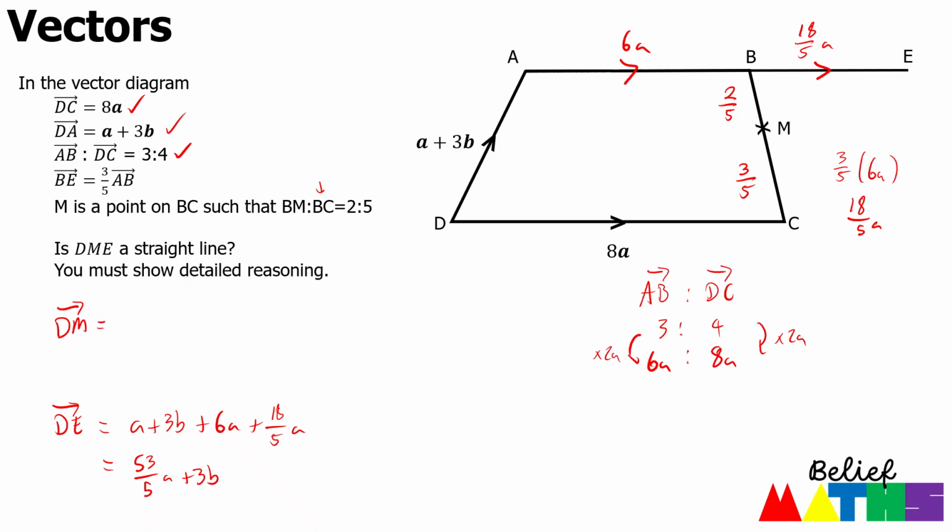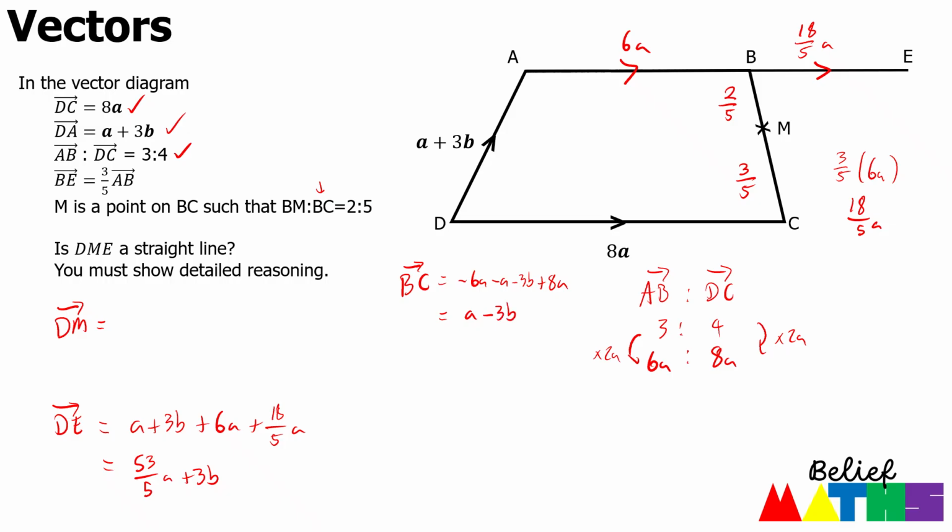Then we're going to look at DM. Now we need to find BM or CM to work that out. So let's start with BC. So we're going to write BC. Now BC is minus 6A minus A minus 3B plus 8A. If we collect all those together, we get A minus 3B.